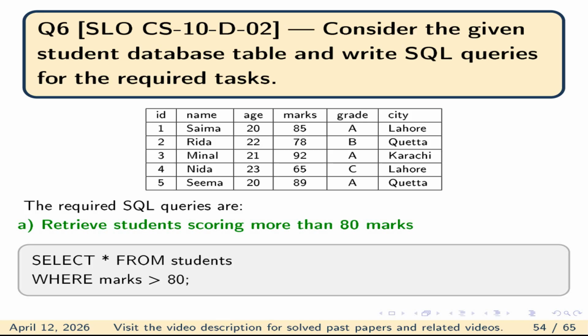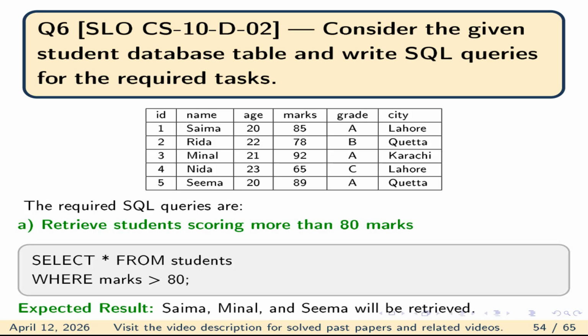मार्क्स क्यों आपने लिखा? क्योंकि कॉलम का नाम मार्क्स था, इसलिए आपने क्या लिखा? ग्रेटर देन 80. तो इससे क्या होगा? वो सब के सब स्टूडेंट शो कर दिए जाएंगे जिनके मार्क्स ग्रेटर देन 80 होंगे. जैसा कि इसमें देखिए, इस टेबल में साइमा के 85 थे, रिदा के 78 थे, उसके हमने नहीं शो किए. मिनाल के 80 से ज्यादा थे and Seema will be retrieved. निदा के 65 थे, इसलिए हमने वो रिट्रीव नहीं किए.